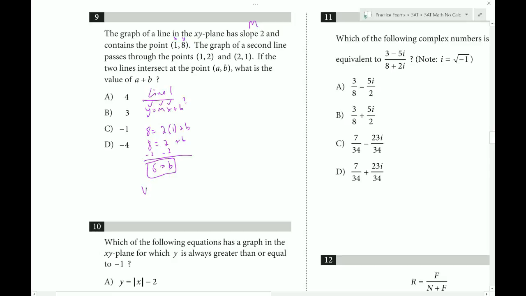Now we know m and b, so we can put everything together. We get 2x plus 6. That's line 1. Now let's talk about line 2. So for line 2, we have the point 1, 2 and the point 2, 1. So this time we have to do a point-point situation where we need to actually figure out the slope for ourselves. So we could do y2 minus y1 over x2 minus x1. And that gives us 1 over negative 1, which is equivalent to negative 1.